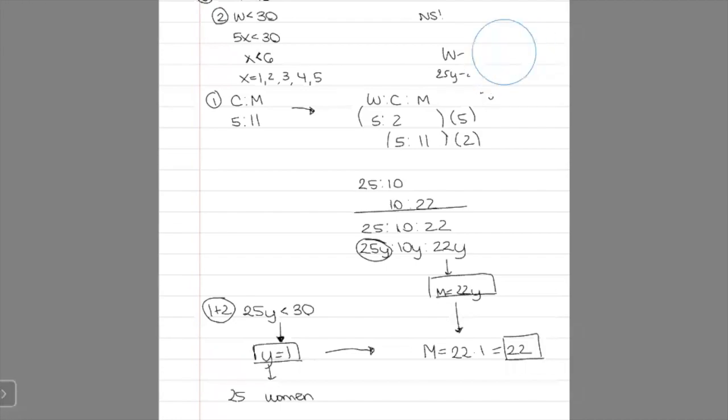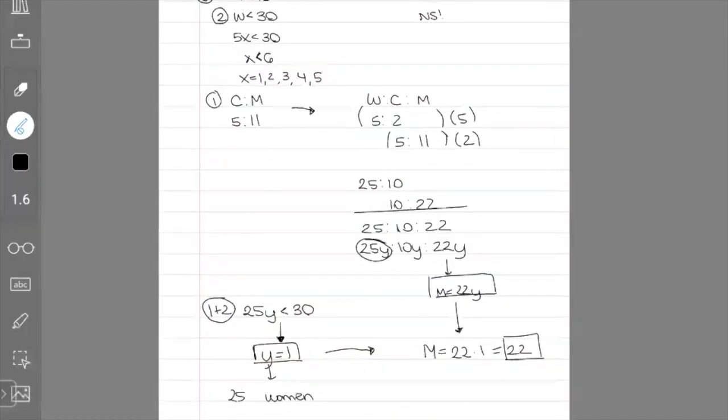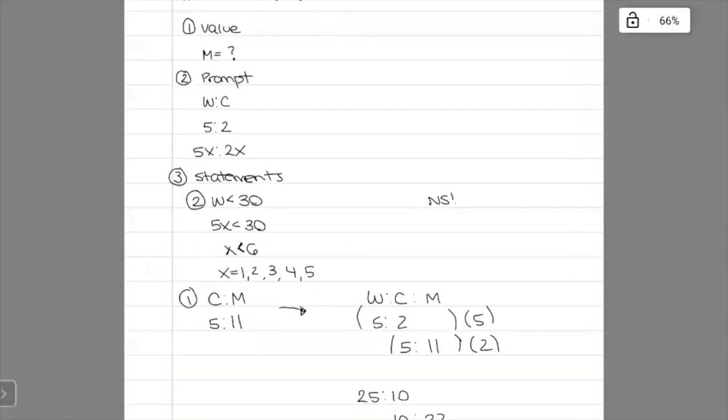So this concept comes up pretty often. And again, it's always best to just use the unknown multiplier every time so that it's easier to work with whatever information they give you. Okay, so feel free to stop me if I'm going too fast or if anything isn't clear with this.